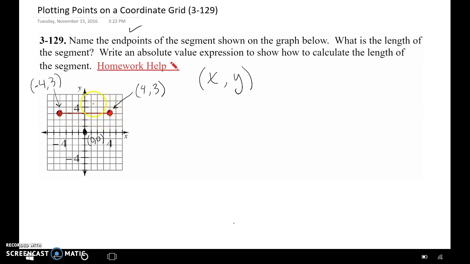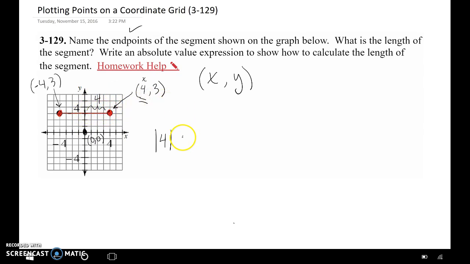However, they want to ask you from this point here, from 0, right? This is 0 here, from the middle, from the y-axis. What's the distance this point is away from 0? In other words, if I take 4, what's the distance that this point, the x-coordinate, is from the origin, from the y-axis? It's 4 away.